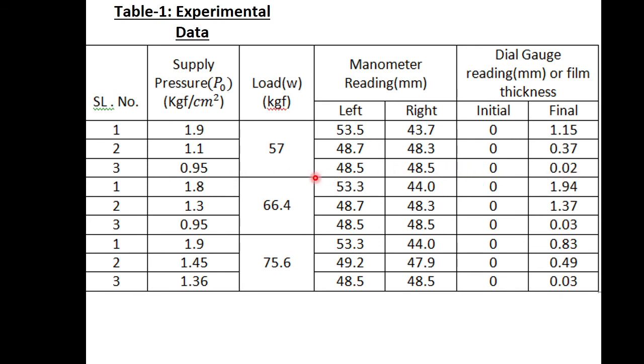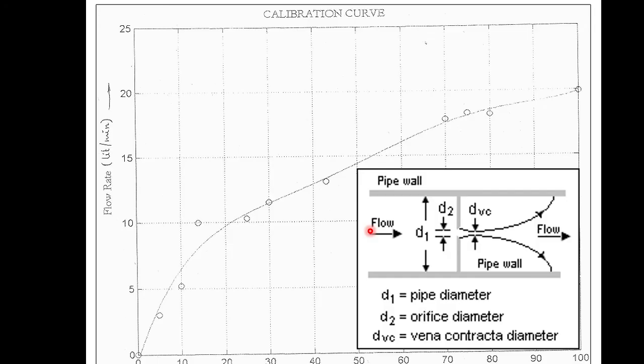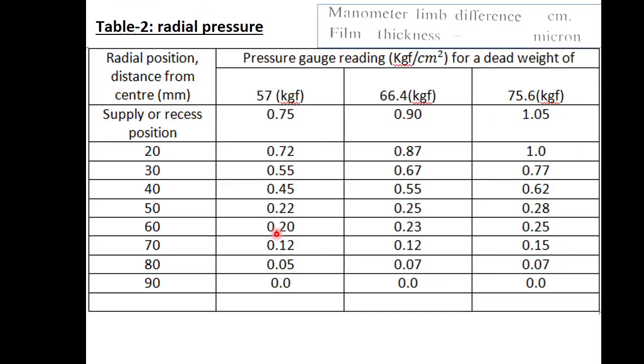We can take these values as the minimum flow rate. And corresponding to this manometer reading, we know what the flow rates are from here. This is one part of the experiment. The other part is the radial pressure distribution. For different loads, these readings are there. You can make a plot of that.